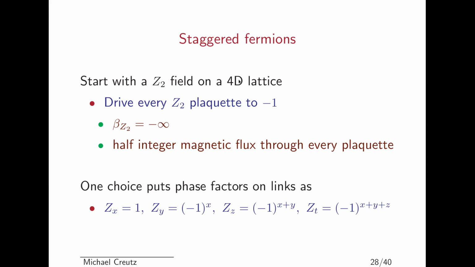Let's start with the Z2 field on a 4D lattice. So we're going to have every link be plus or minus 1. This is not the fermions. The fermions come later. And we're going to take this Z2 field and drive every plaquette to minus 1. Effectively, if I had a beta for the Z2, I'm taking it to minus infinity. So if every plaquette is minus 1, it's kind of like having a half integer of magnetic flux through every plaquette, because whenever a particle runs around that plaquette, it gets a minus sign.